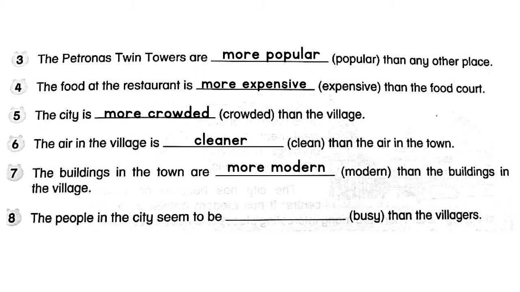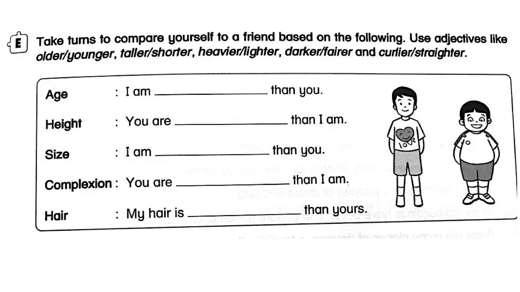The people in the city seems to be busy. Okay, apply the same rules as question 2. Okay, change or replace y to I and add er. All right, busier here.